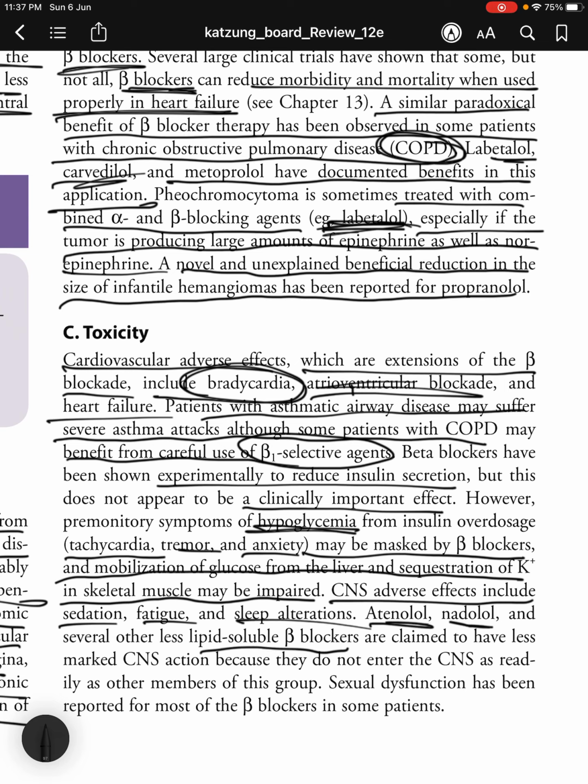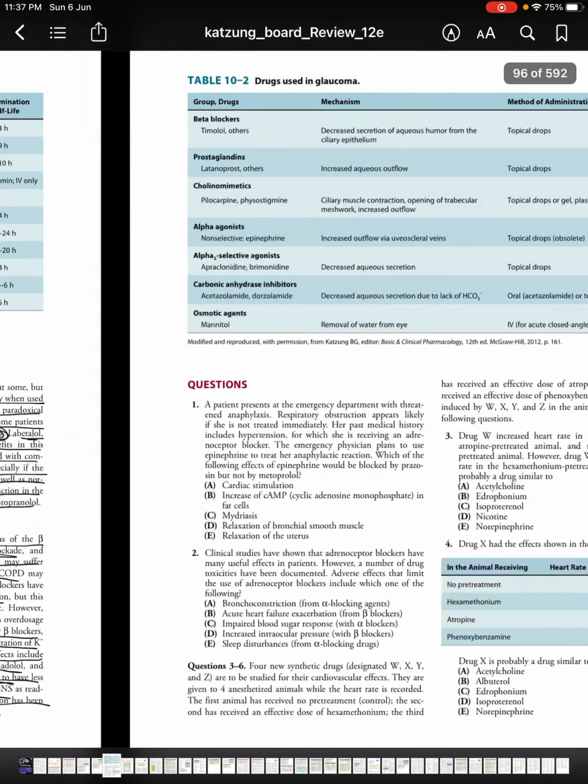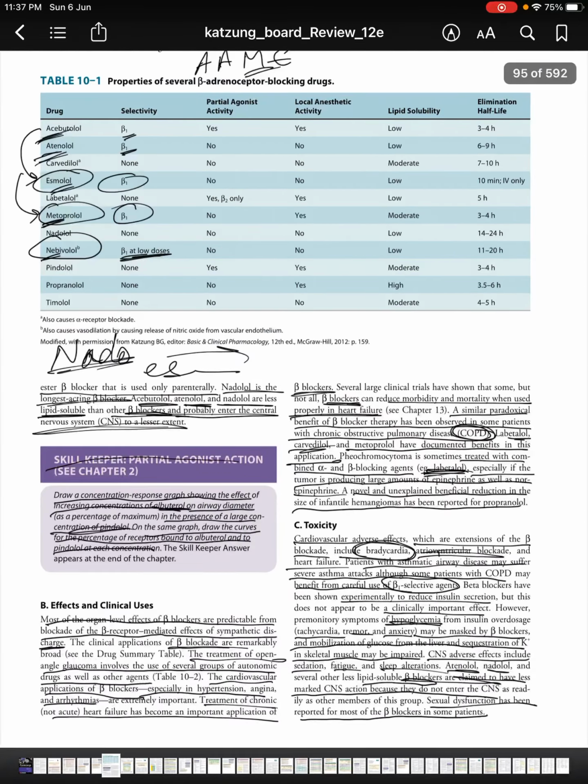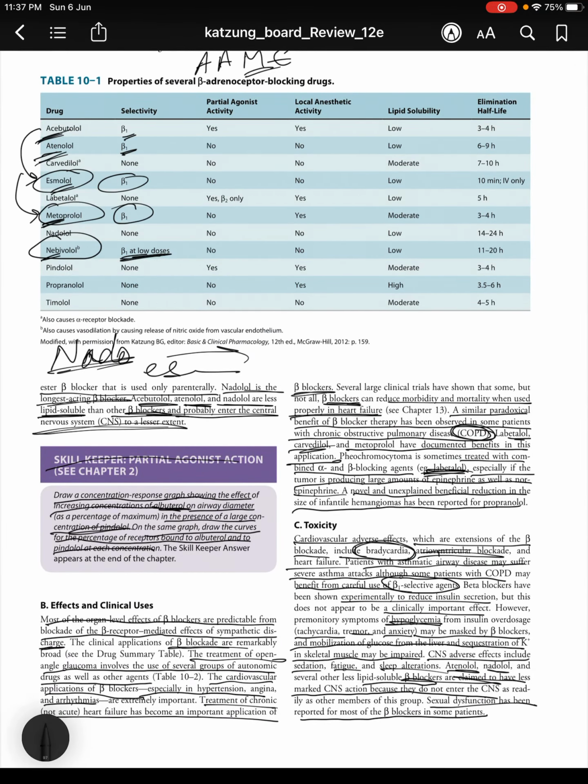Atenolol, nadolol, and several other less lipid soluble beta blockers are claimed to have less marked CNS action because they do not enter the CNS as readily as other members of this group, because they do not cross the blood brain barrier. Sexual dysfunction has been reported for most of the beta blockers in some patients. So that's it with the chapter on beta blockers.